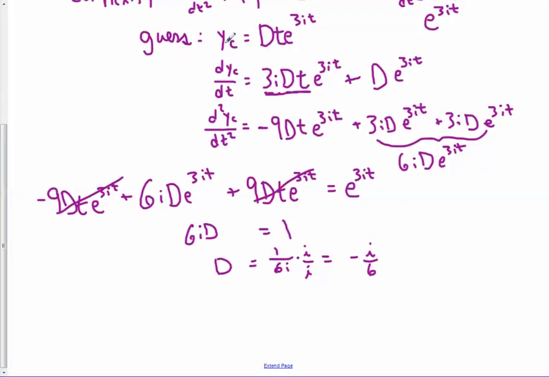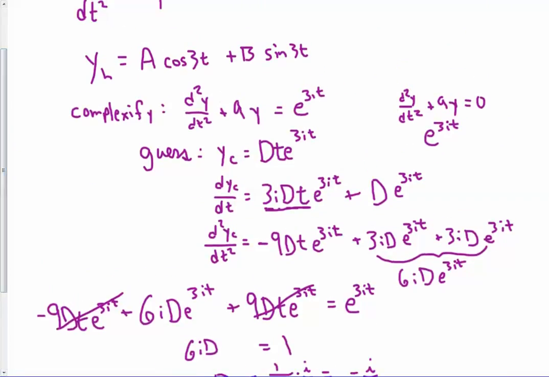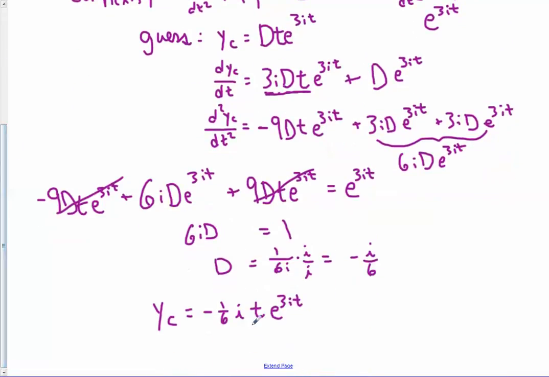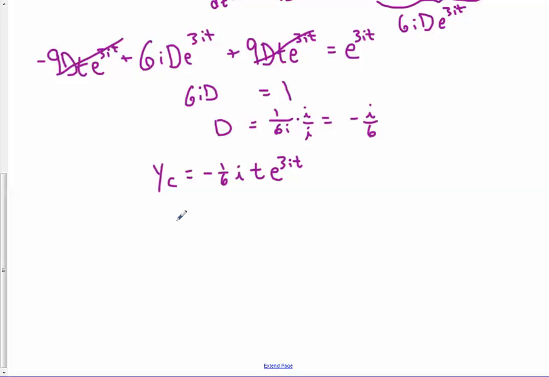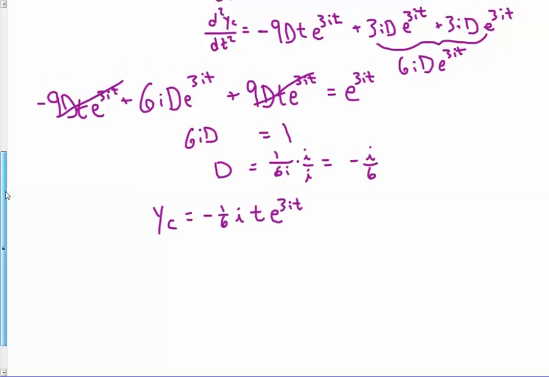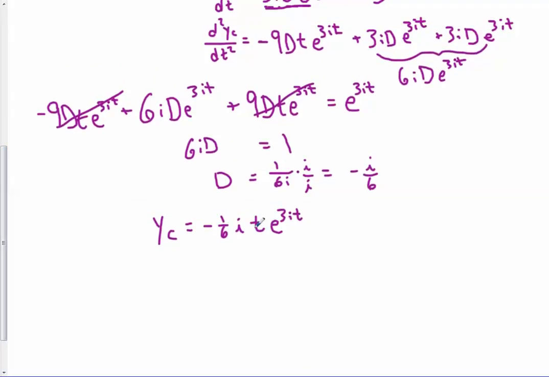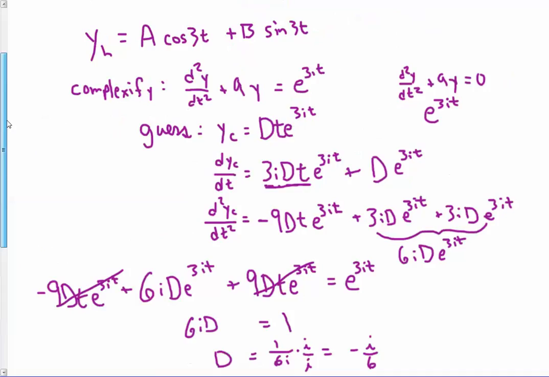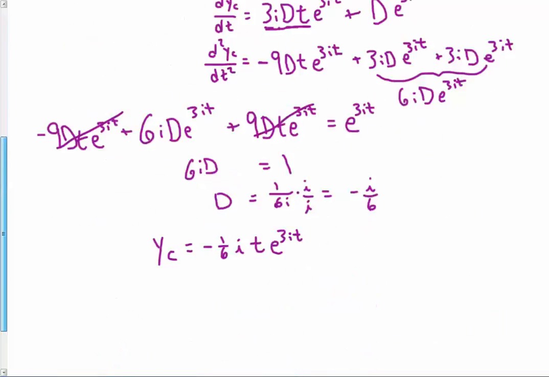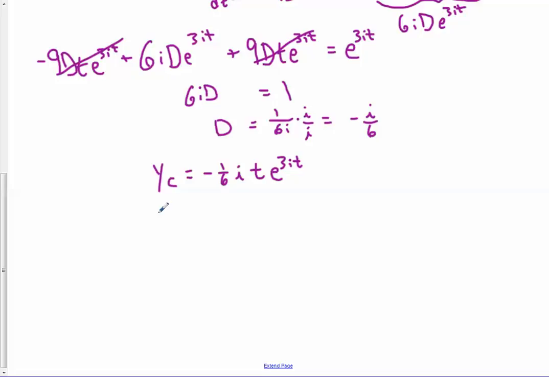So my guess, which is right here, I now know the undetermined coefficient d. So it's negative 1/6 i t e to the 3it. And combining that with my homogeneous, which was cosine and sine of 3t. Oh, excuse me. Wow, I'm making mistakes all over the place. This is the complexified solution, right? So remember it was cosine, so we need to take the real part of this.